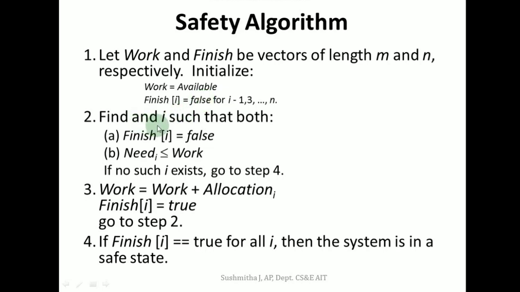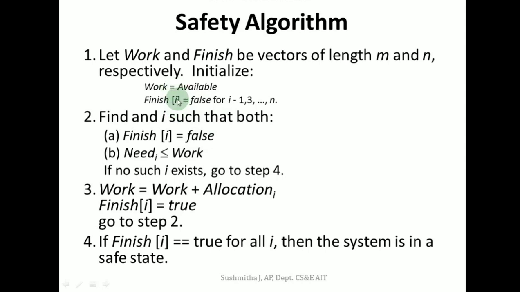The second step says if finish of i is false and the need is less than the work, where work is nothing but your available, so if the need of the process Pi is less than the work, then we can grant it, else we go to step 4. If you go to step 4, it indicates that finish of i is true, indicating that it has completed.